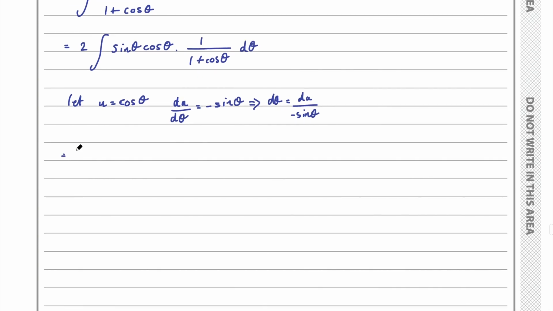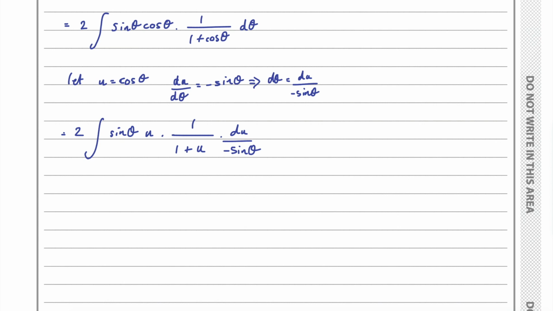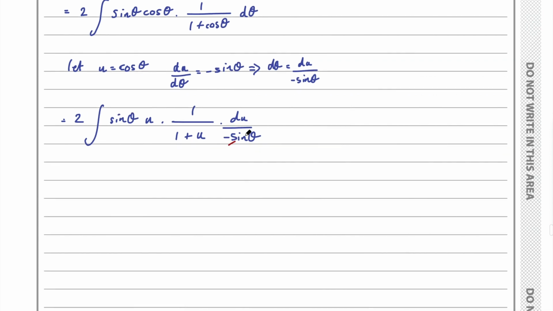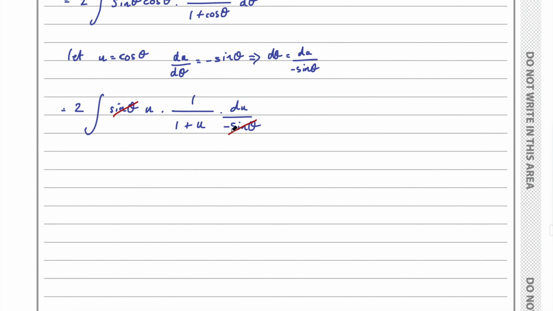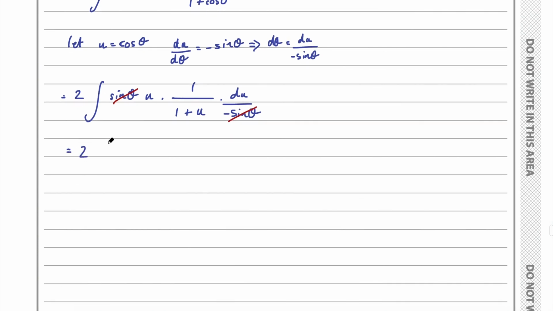Let's see what happens. So this is going to be 2 times the integral of, we still have that sine theta there. When we get to cosine of theta, substitute in u. And then we've got 1 over 1 plus u. And then when we get to this d theta, substitute in du over negative sine theta. Okay. Now we have a sine theta in the numerator and denominator. They will cancel out, and we'll just be left with a negative 1. So this is going to equal 2 multiplied by the integral of u over 1 plus u. And it's also a negative, and this is with respect to u.